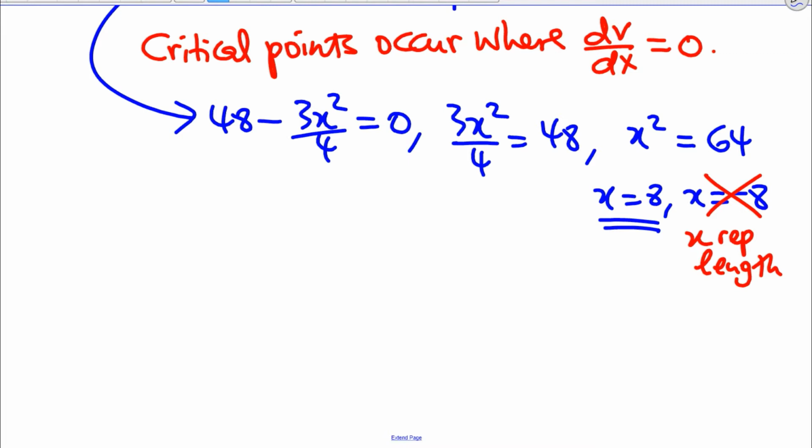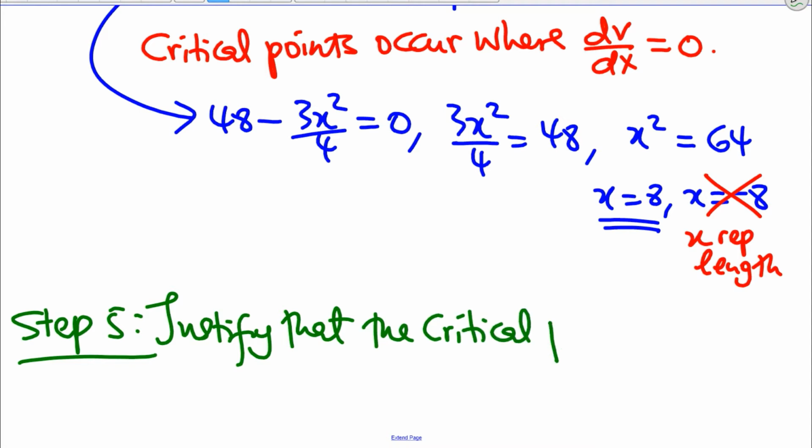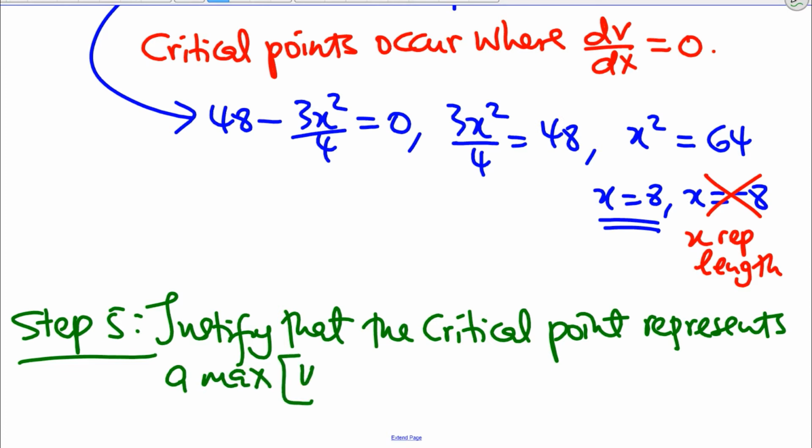We need to justify that the critical point that we've calculated represents the maximum. So that will be step 5. Step 5, we need to justify that the critical point represents a maximum point. And we have to use the second derivative test. We don't have to, but we can use the second derivative test.